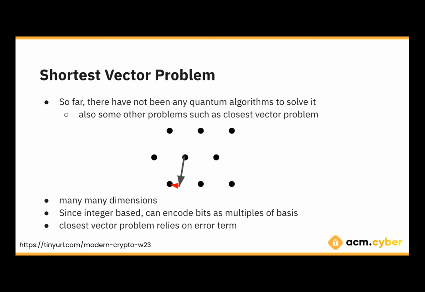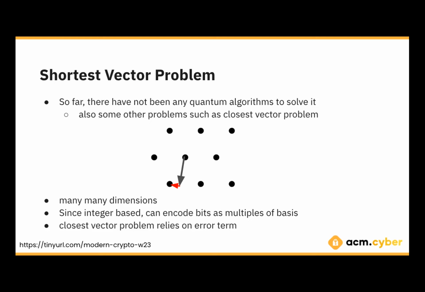Any other questions? The error term? Oh, okay. So person B adds a little bit of error so that you can't compute it using the lattice, and then transforms it in some way and then gives it back to person A. So person A has to find the shortest vector in order to decode it.